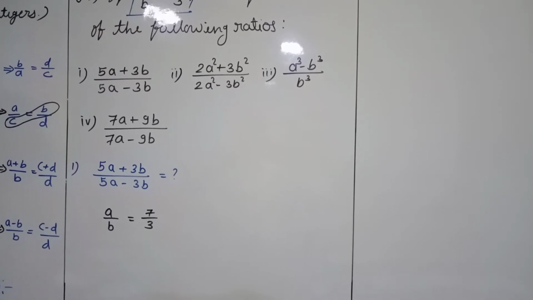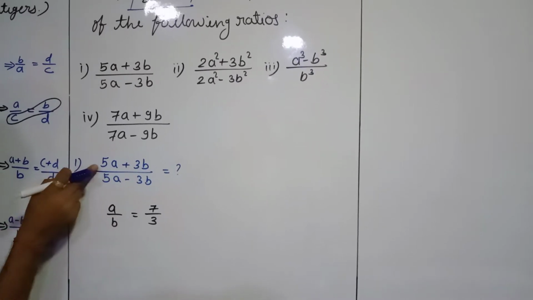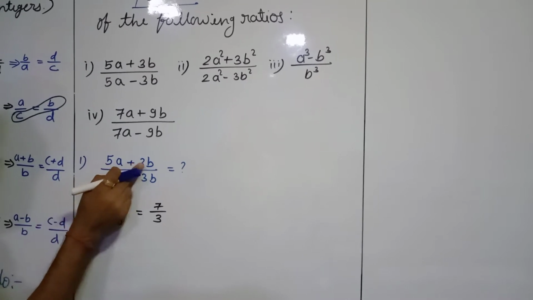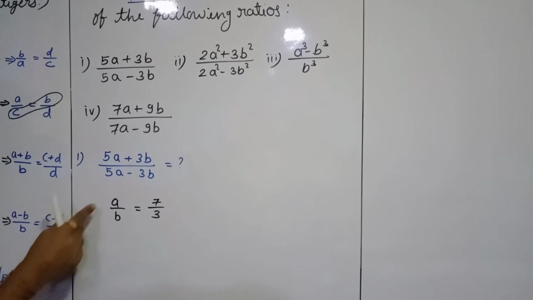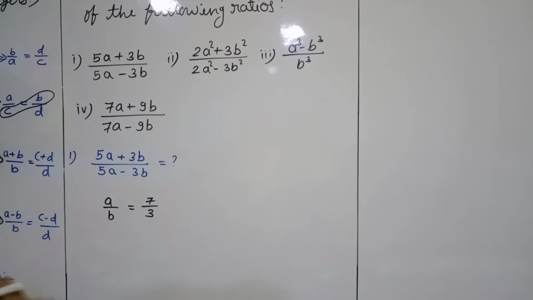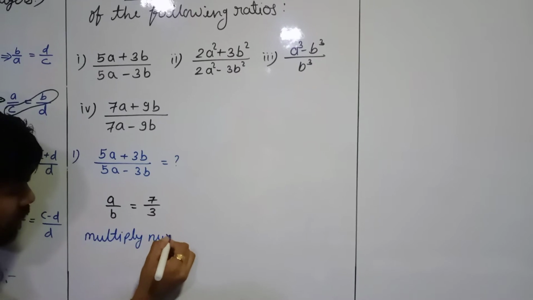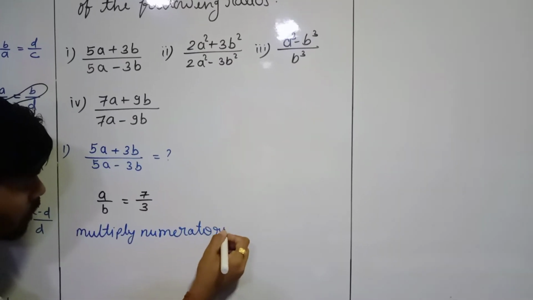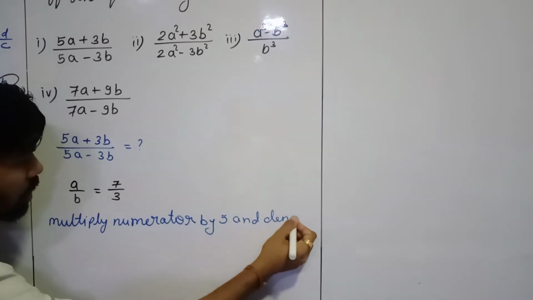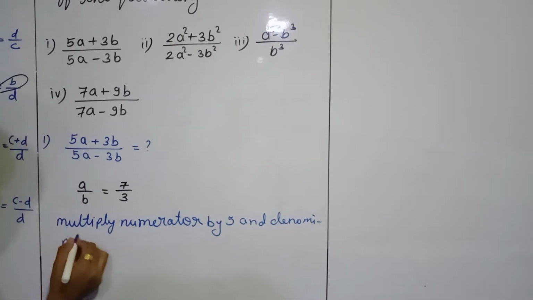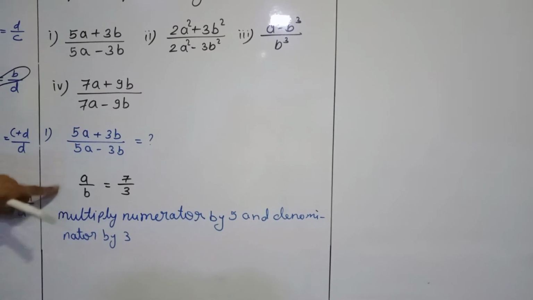The first important thing is to check which numbers are multiplied with A and B. There is 5 with A and 3 with B, which means we need 5A and 3B. So let's do the multiplication. A means the numerator, B means the denominator. So multiply the numerator by 5 and the denominator by 3. We have to multiply numerator and denominator by 5 and 3.